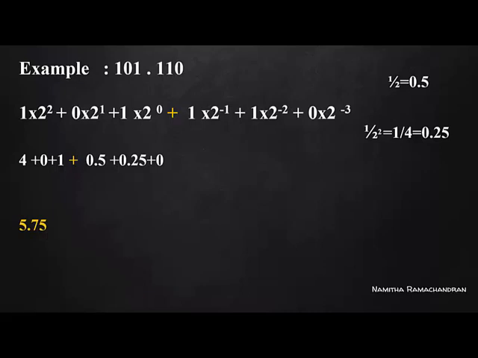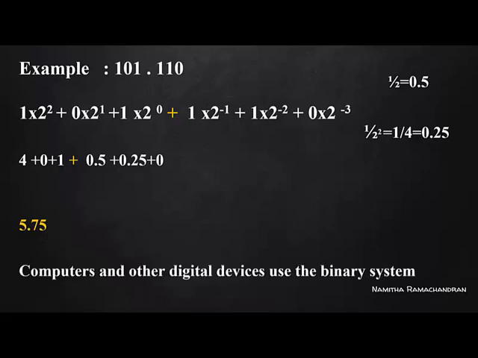The binary system is basically used in computers and other digital devices to store our data. Binary system is used for storing data in digital devices, where data are stored using the digits 0 and 1. A sequence of zeros and ones is used for representing data in digital devices.